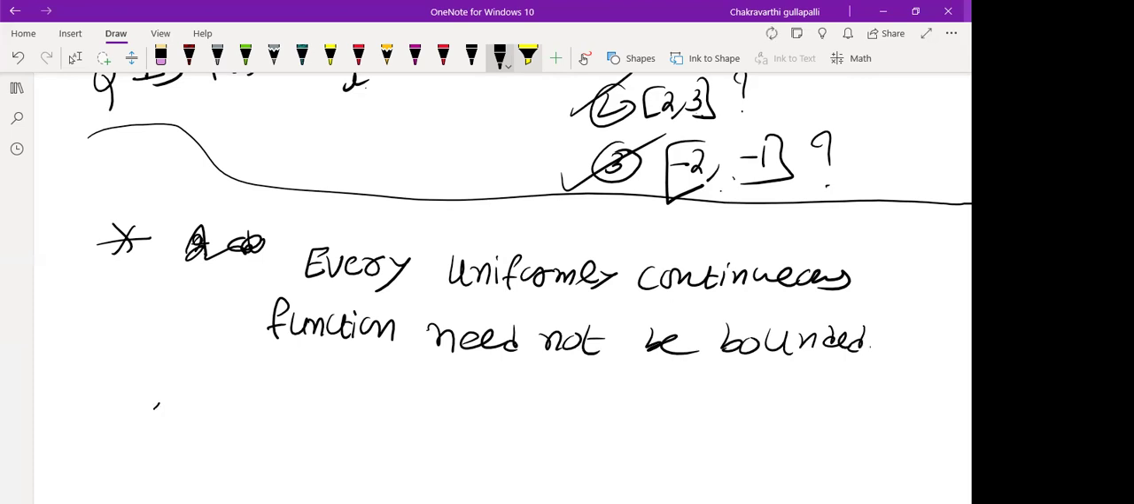What is the example? f of x equal to x. It is uniformly continuous everywhere in particular. Why? Because this is continuous everywhere, and you can apply the epsilon delta definition and you can see this is uniformly continuous on R. But it is not bounded.